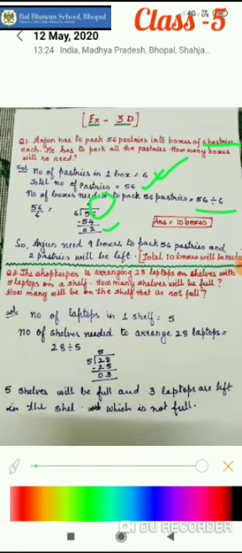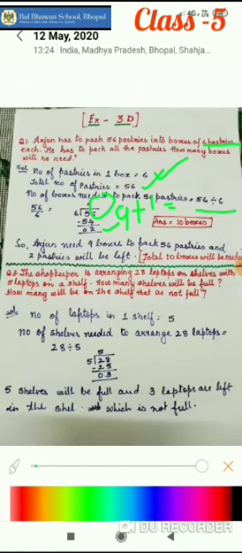So 9 plus 1 is equal to 10 boxes he will be needing, because in 9 boxes 54 pastries will come and 2 pastries which are left will be in the other box. So total he will be needing 10 boxes.